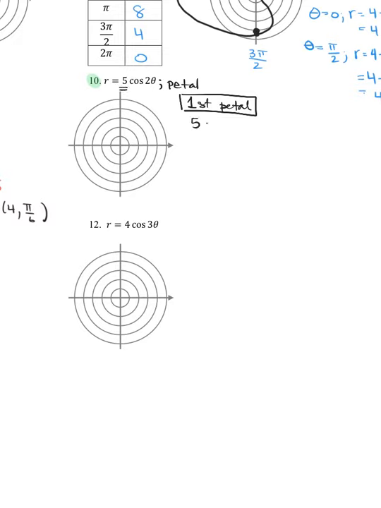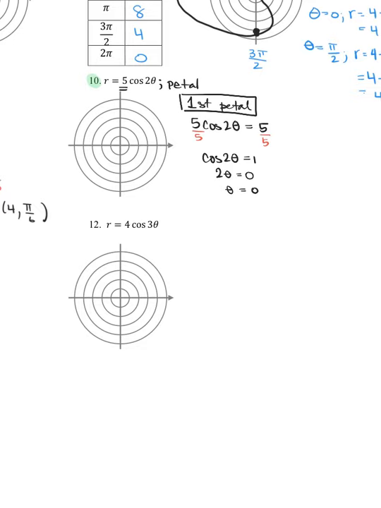So I'm going to take my equation, 5 cosine 2 theta, and then equal it to 5, and then just solve that equation. So I'm going to divide both sides by 5. And then from there, I want to figure out where cosine is equal to 1, and I know that that is at 0. So cosine is equal to 1 at 0, because that's the x value. And then divide both sides by 2, so then I get 0 divided by 2, which is 0.